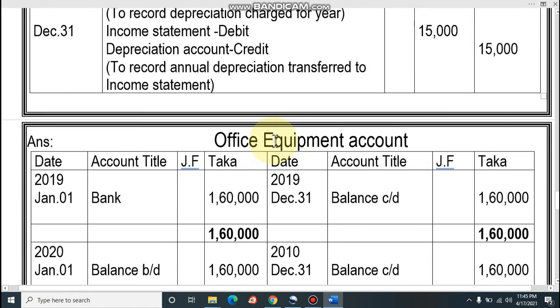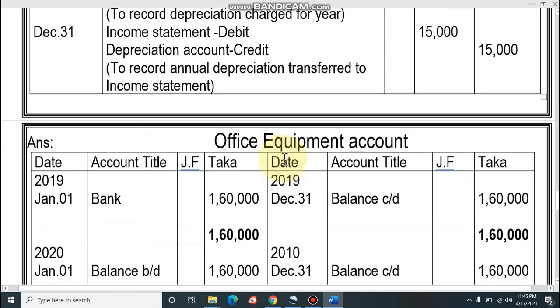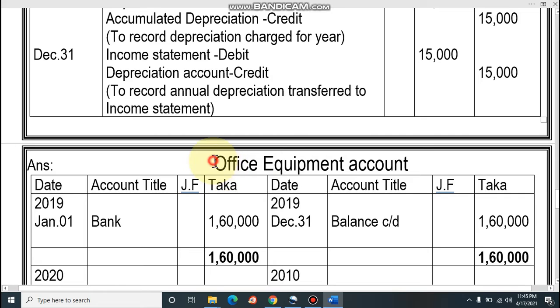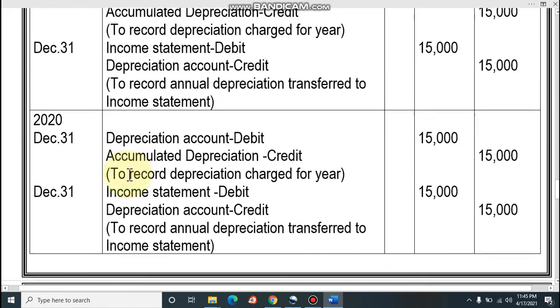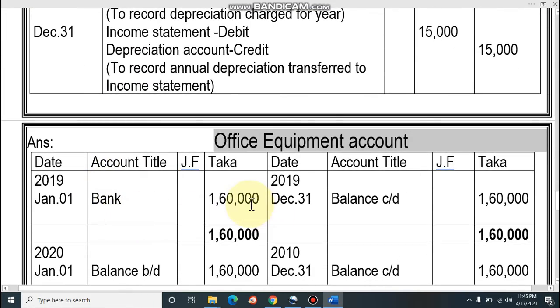All of you know from class 9, 10, 11 how you can do a ledger. So at first we have to prepare the office equipment account. When you prepare the office equipment account, you have to write the opposite name of the office equipment account in the particular column. Look, the opposite name of office equipment is bank account, so we write bank account here. Bank account 1,60,000 on the debit side, and on the credit side there is no office equipment, so the balance is 1,60,000. That means office equipment debit balance is 1,60,000.